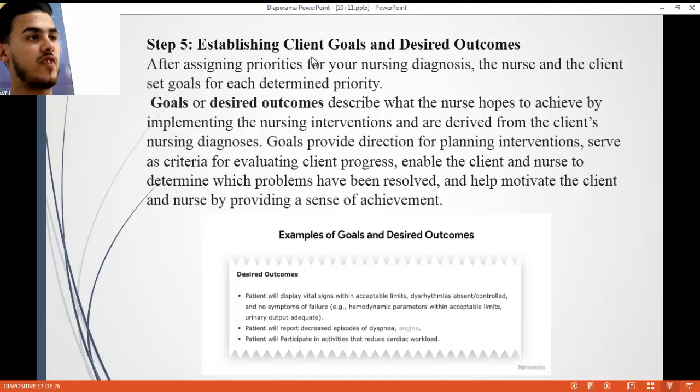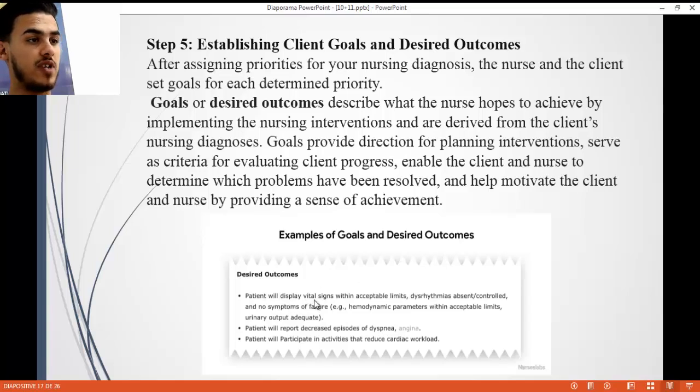So the fifth step is establishing client goals and desired outcomes. After assigning priorities for your nursing diagnoses, the nurse and the client set goals for each determined priority. So as you determine some priorities, you are also obliged to set some goals and outcomes. Goals or desired outcomes describe what the nurse hopes to achieve by implementing the nursing interventions and are derived from the client's nursing diagnosis.